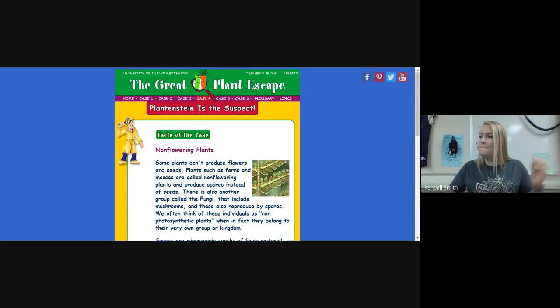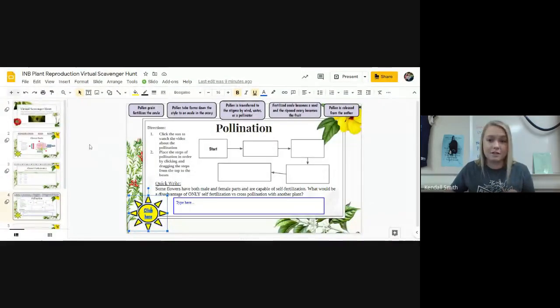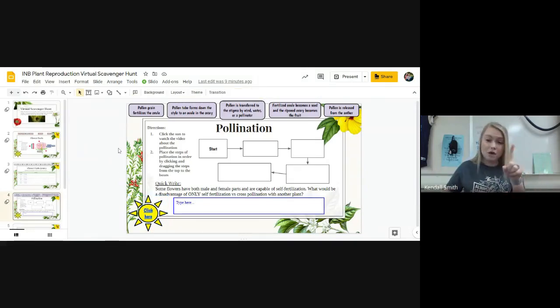Okay, so we're gonna go back to the interactive notebook. And in this slide, you are putting together the steps of pollination. So we know the first step of pollination is that pollen from the anther has to attach or stick to the stigma. That can be through a pollinator, that could be through wind or water, whatever method it takes to get the pollen from the anther to the stigma. It may be from another flower, it may be from the same flower.